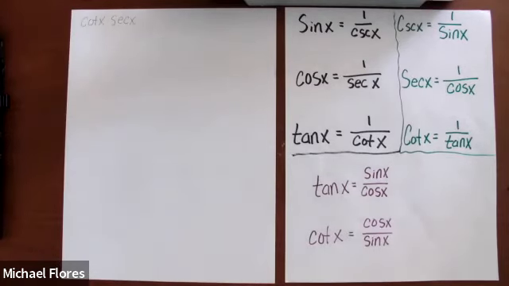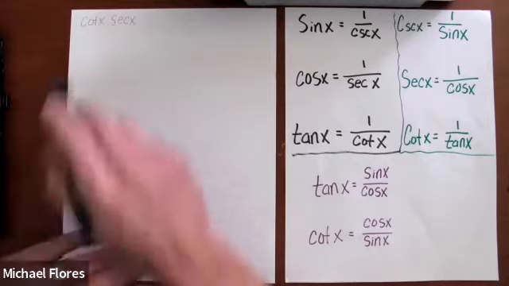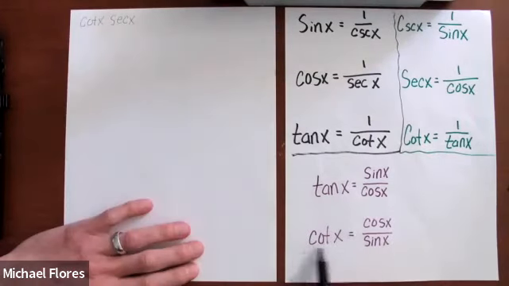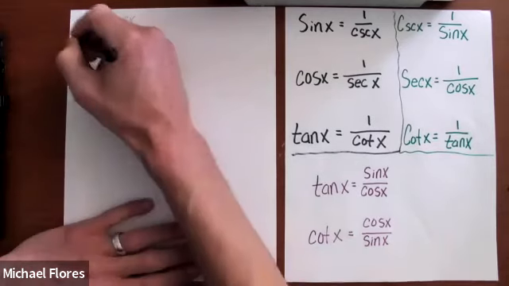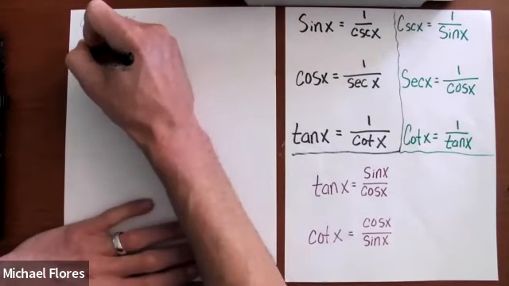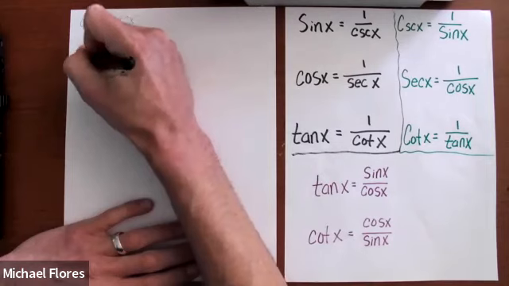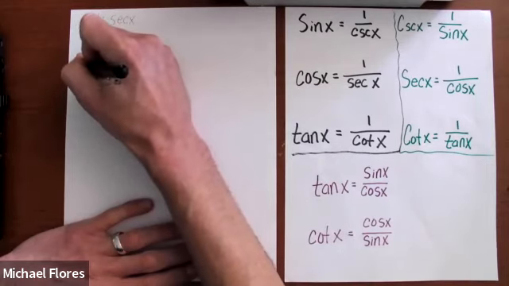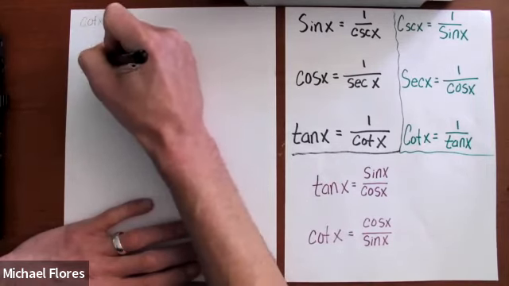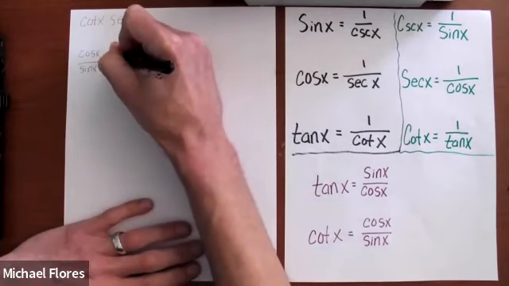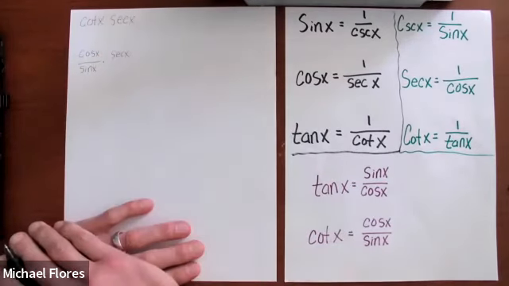Perfect. As y'all mentioned earlier, we want to switch. I see cotangent of x. Cotangent of x is the same thing as cosine over sine. This is a quotient identity. So let's change it. Cosine of x over sine of x times secant of x. Well, that doesn't help us at this point in time.